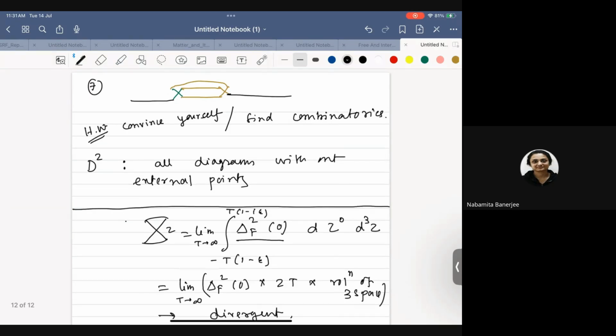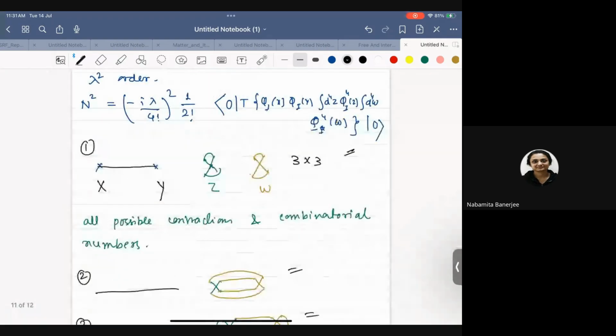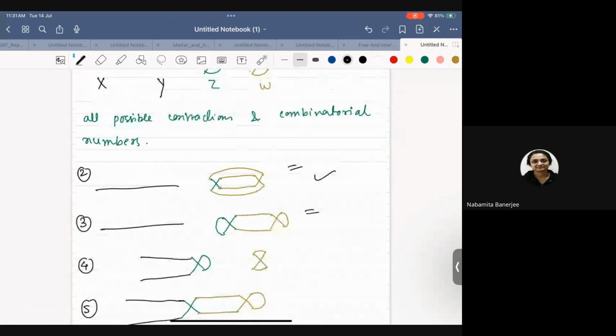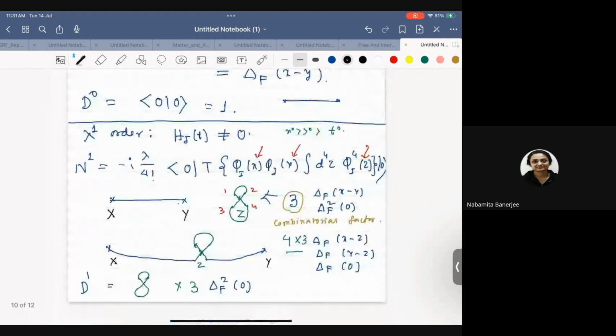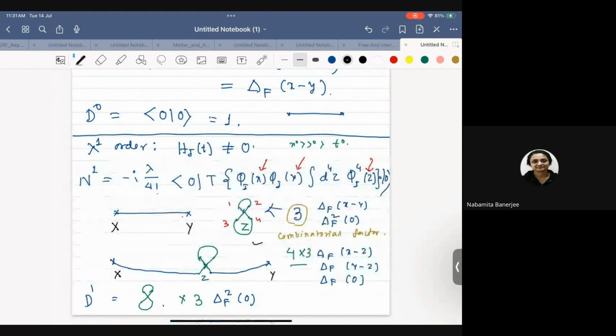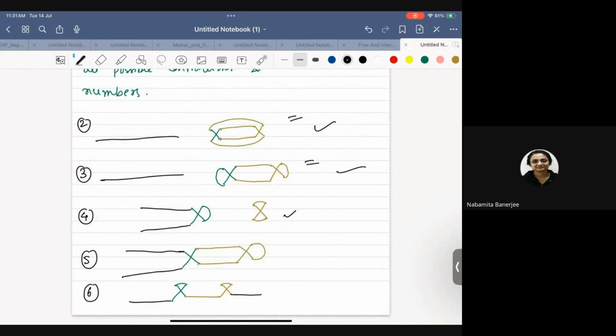So all the diagrams where the vertex is not connected to an external leg, this one, this one, this one, in fact this one also, where there is one vertex which is not connected to external legs. As soon as you have that, these diagrams will give you divergent results.